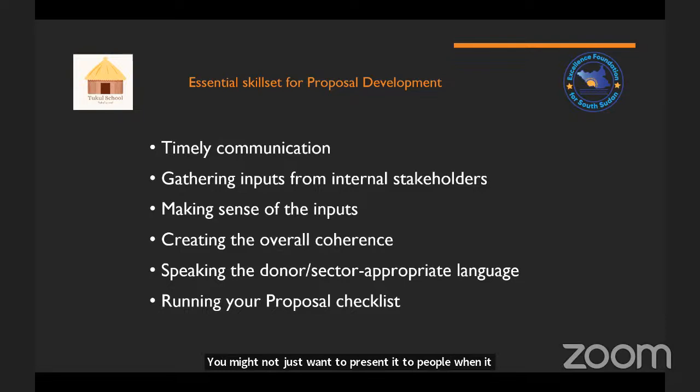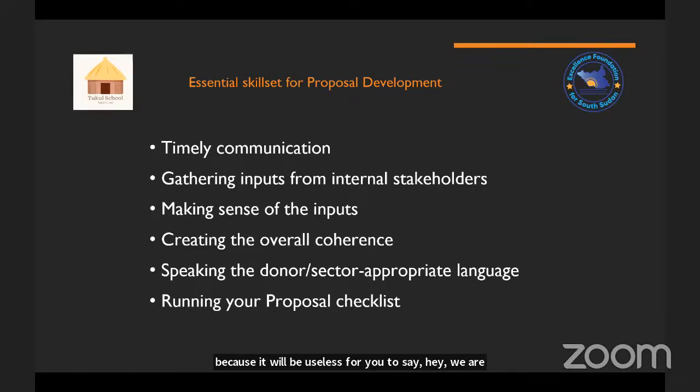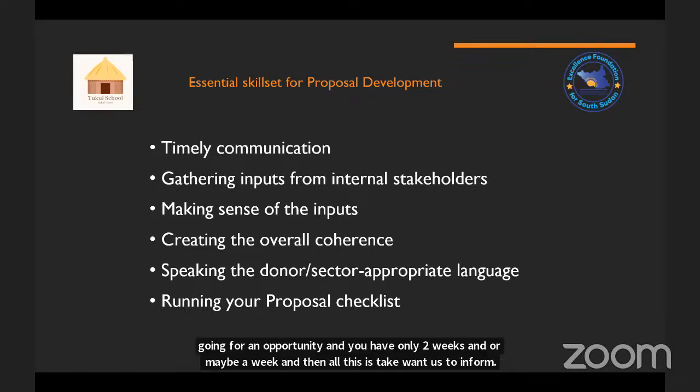That's where you say, can you design a go/no-go meeting, maybe for us to decide if this fits our strategy, should we go for it, is the timeline realistic? That's also part of timely communication, because it will be useless for you to say, hey, we are going for an opportunity and you have only 2 weeks or maybe a week, and there are all these stakeholders to involve. The quality of work might be compromised.